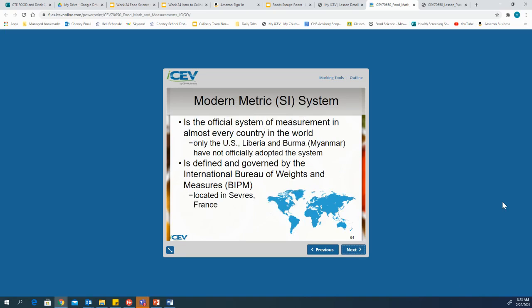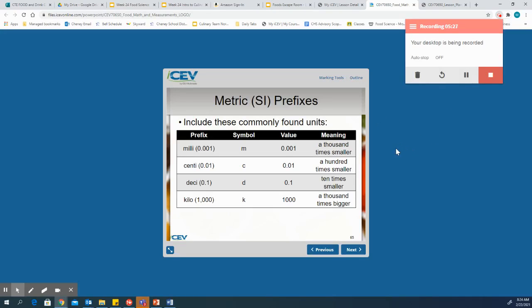So the modern metric system is the official system of measurement in almost every other country in the entire world except for the US. It is defined and governed by the International Bureau of Weights and Measures, which is located in France. So when using the metric system, you're going to see these other types of units.